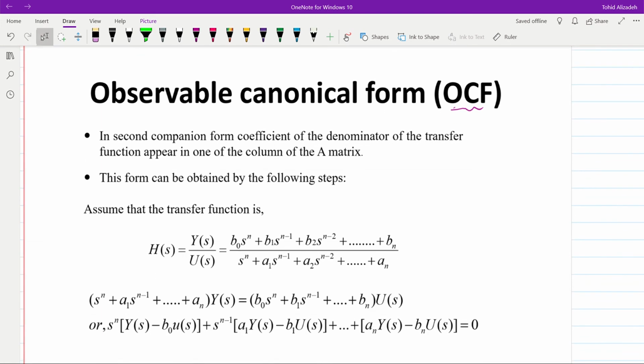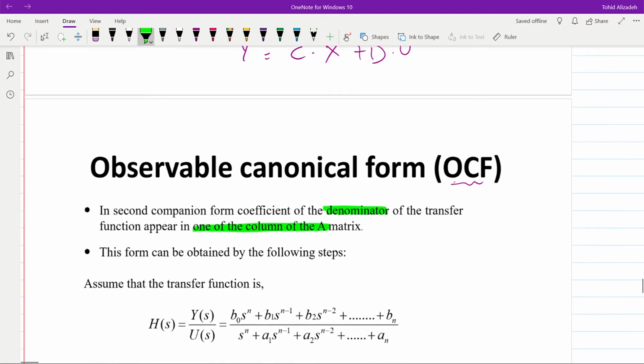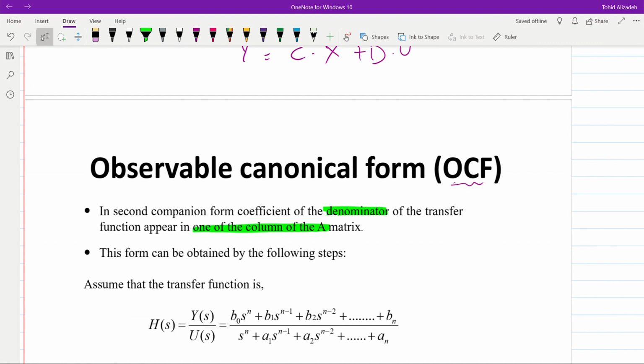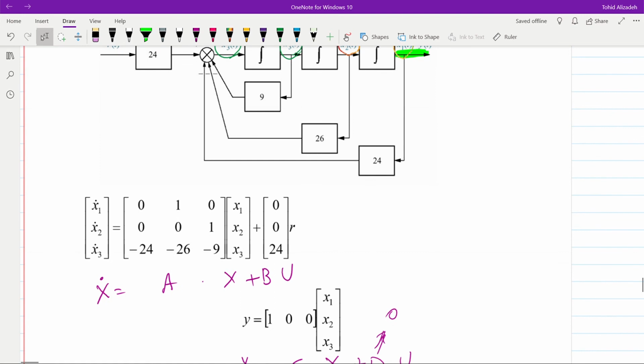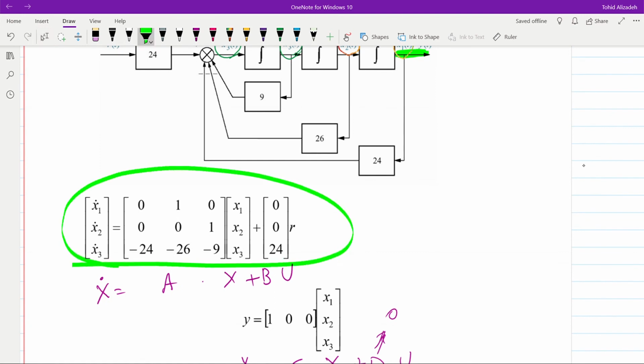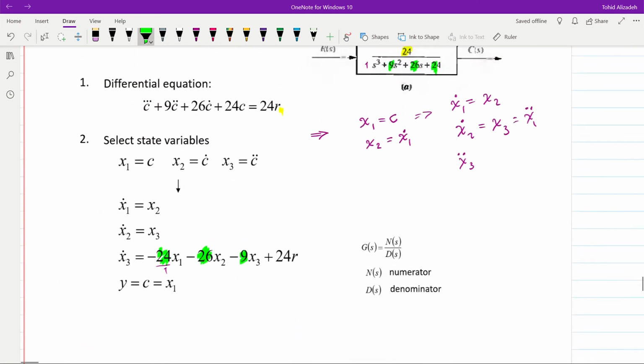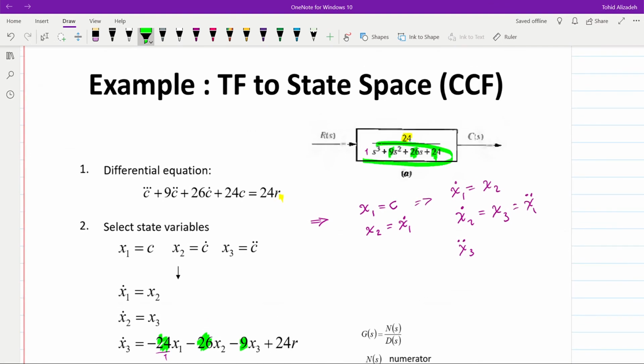In this form, the coefficients of the denominator of the transfer function will appear in one column of the A matrix. If you remember, in the controllable canonical form, the coefficients of the denominator of the transfer function were appearing at the last row of the A matrix. For example, here we have one, yeah? So these minus 24, minus 26, and minus 9, they were being obtained from the coefficients of the denominator of the transfer function.